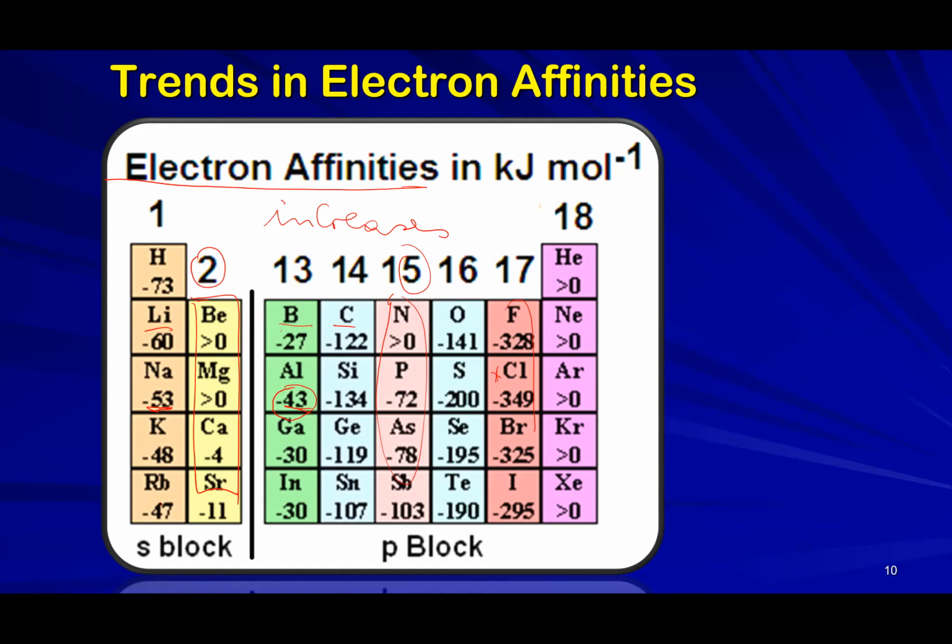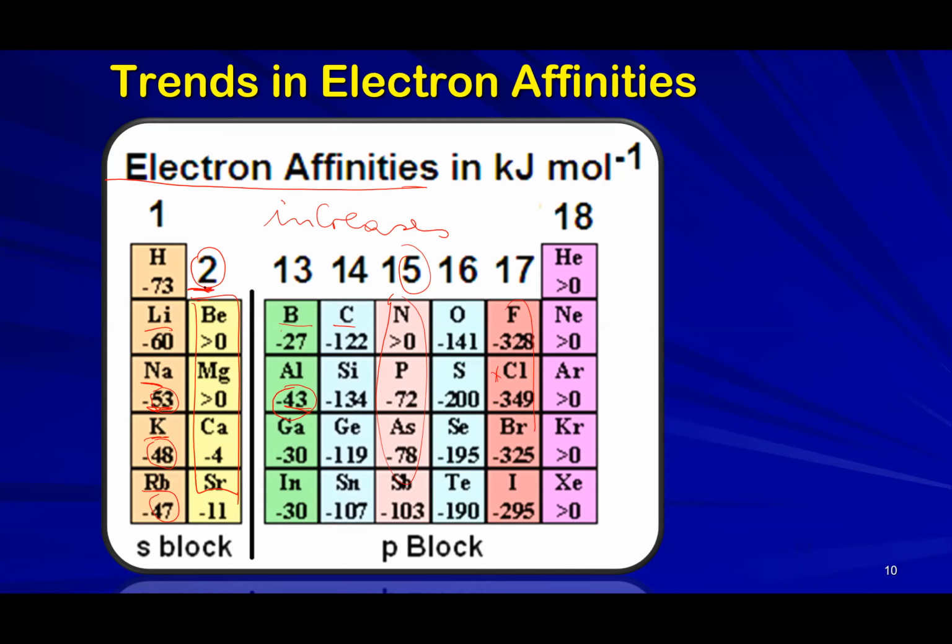So this shows that only 53 kilojoules per mole will be released for sodium. For potassium, it will be 48, and for rubidium, it is 47. So the energy produced is decreasing as we move down the group. But now, we have some exceptions.